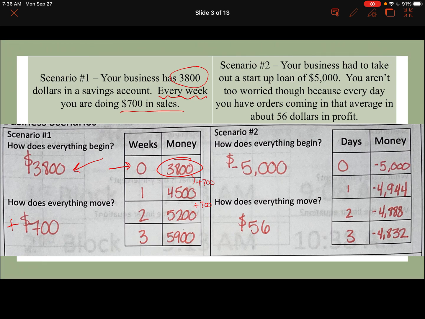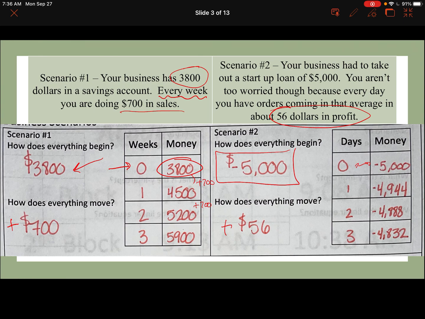All right, if we want to jump into our second scenario, it says your business had to take out a startup loan of $5,000. You aren't too worried though, because every day you have orders coming in that average about $56 in profit. Again, you have a startup loan. You have to borrow that money. That's why this number is negative. But you notice that $56 in profit, which means this is going to be a positive.